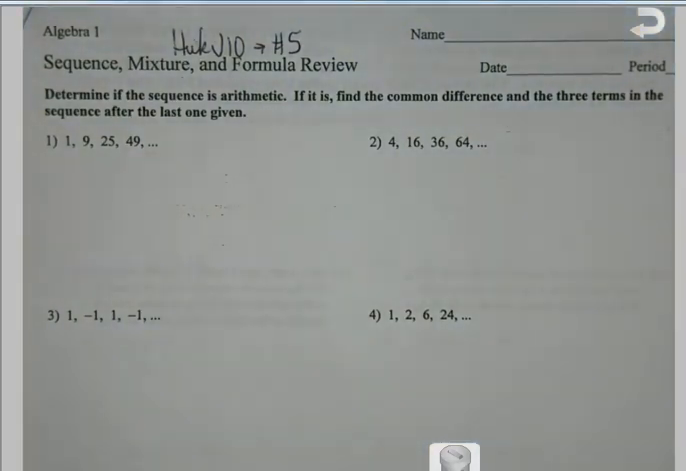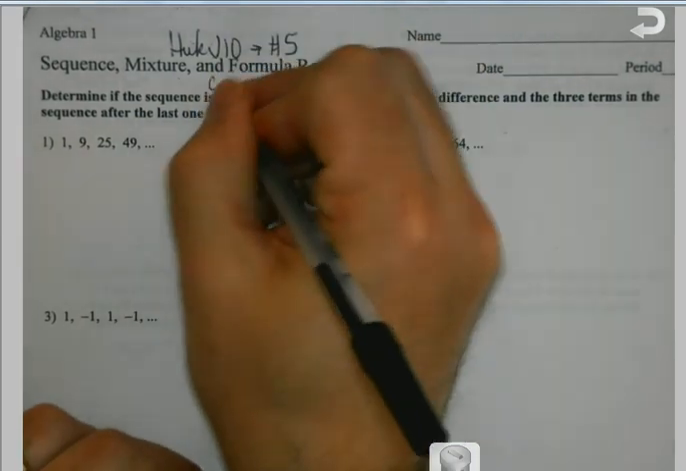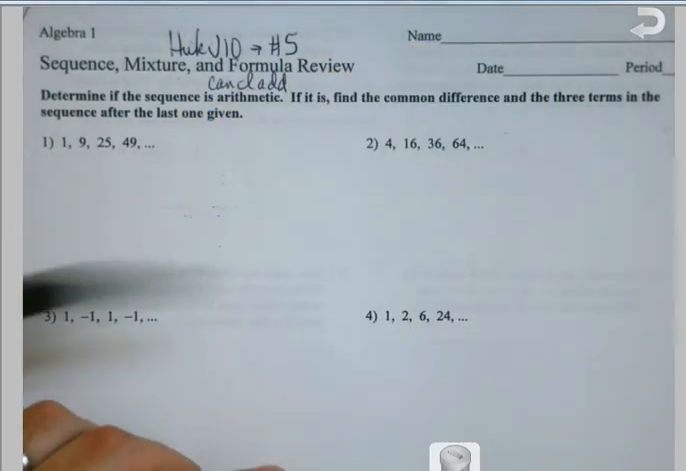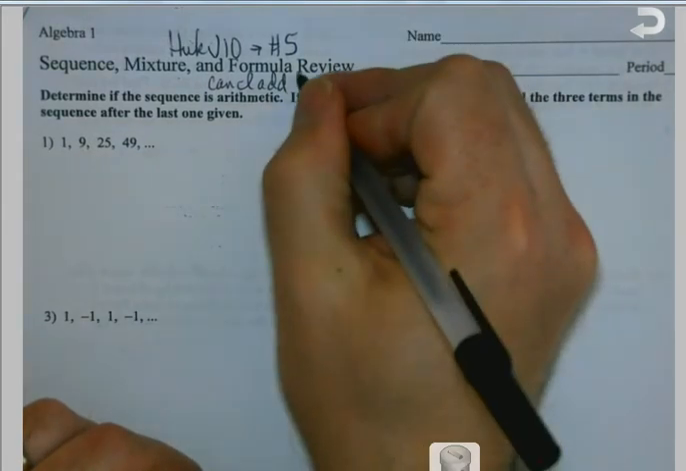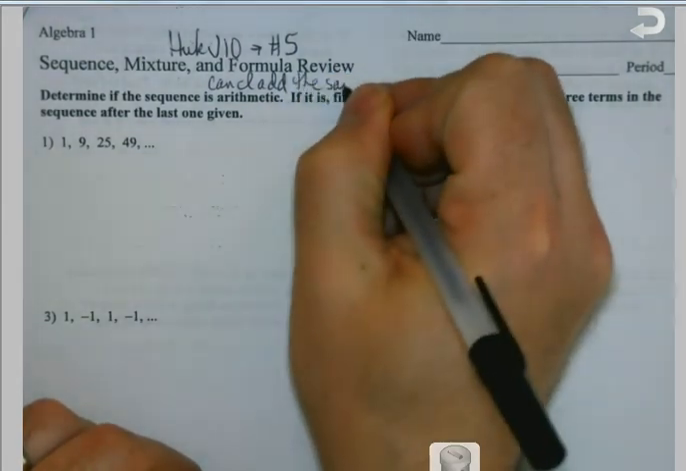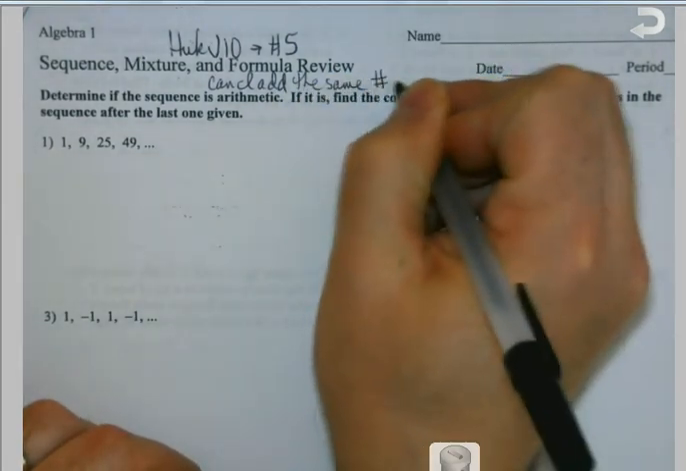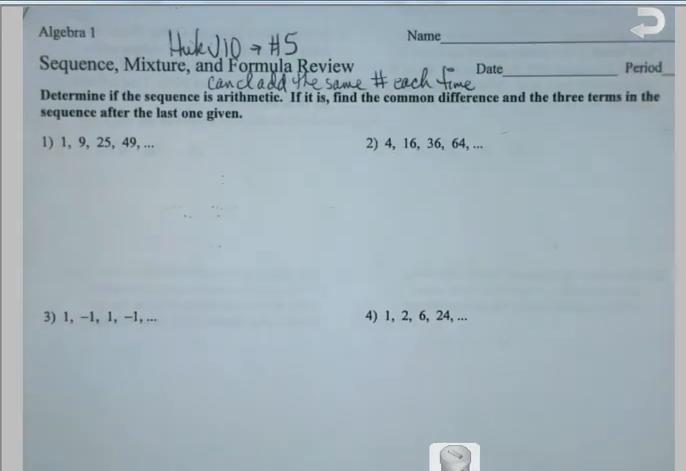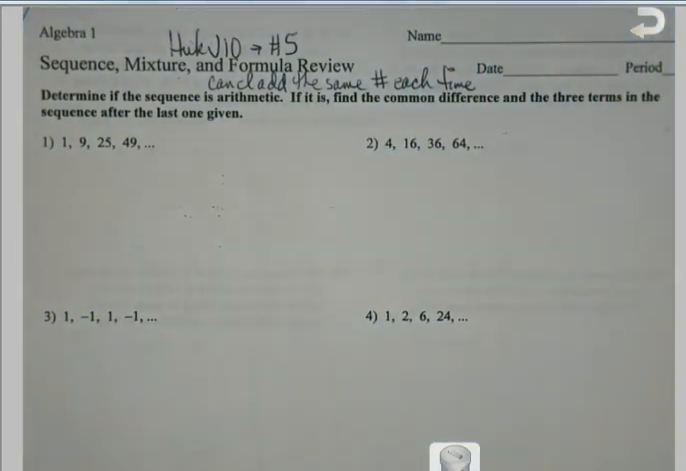So here, we've got to determine if the sequence is arithmetic. In other words, can I add, or we found sometimes subtract, the same number each time? If I can, I need to figure out what the pattern is. If I can't, well, then I just say no, and I go on to the next one.